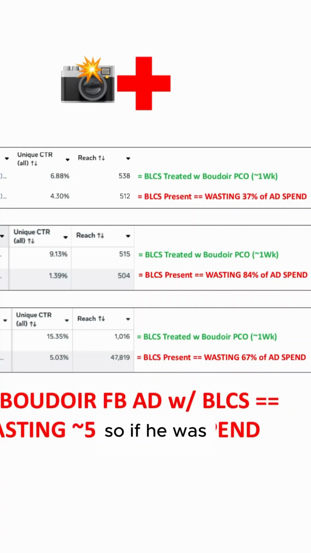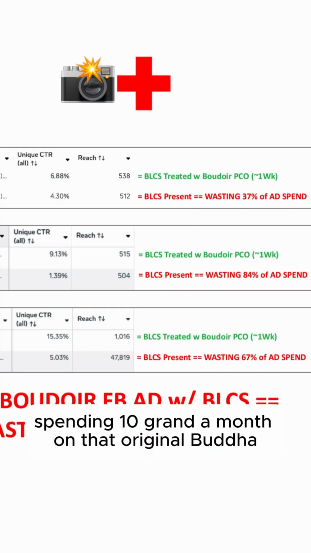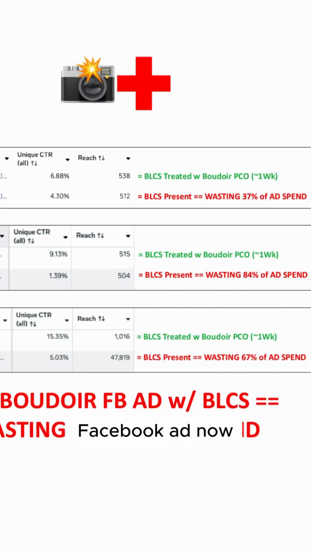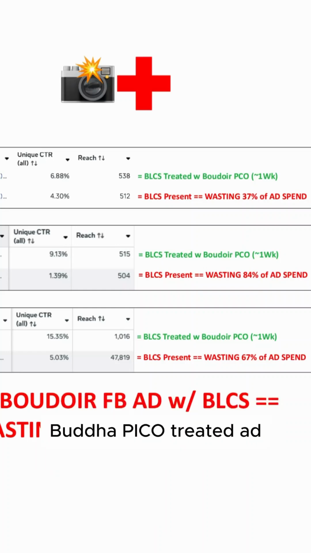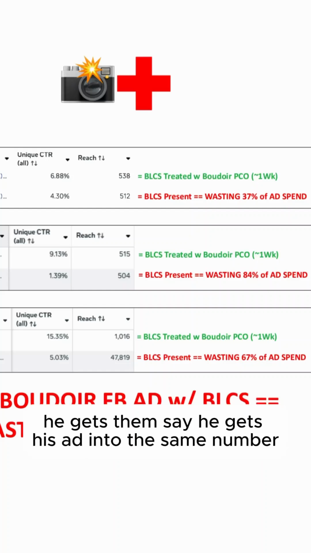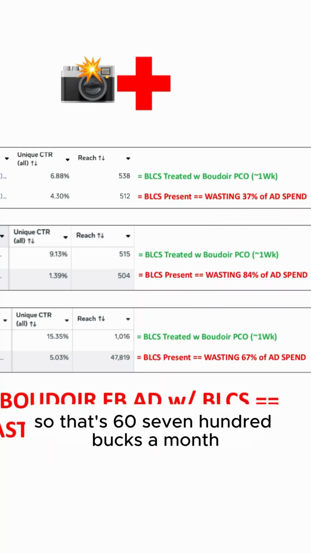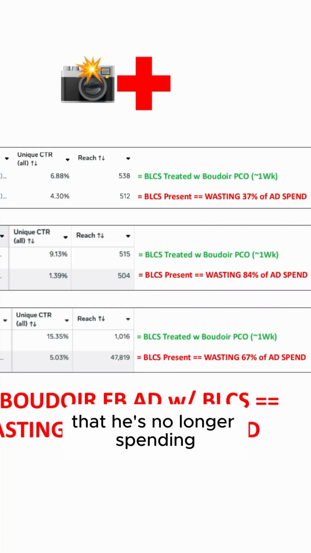So if he was spending 10 grand a month on that original Boudoir Facebook ad, now he only needs to spend $3,300 a month on the Boudoir Pico treated ad, and he gets his ad into the same number of women's brains in both scenarios. So that's $6,700 a month that he's no longer spending.